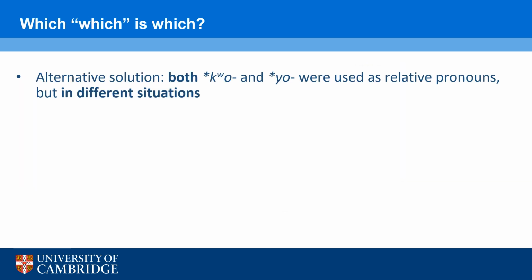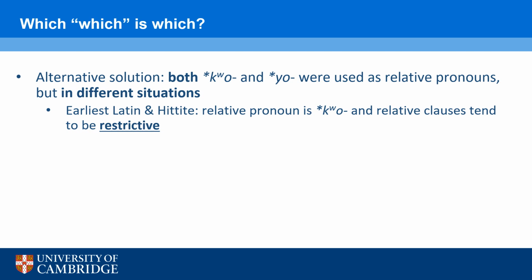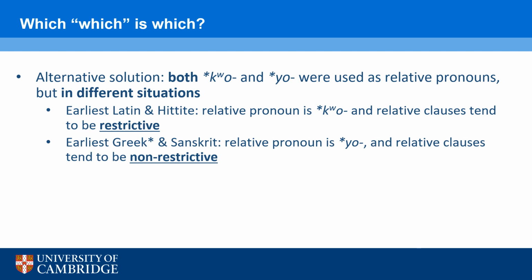Well, several authors have argued that in fact both ya and qua were used as relative pronouns in Proto-Indo-European, but in different situations, namely in restrictive versus non-restrictive clauses. This hypothesis is based on the observation that if we take Latin and Hittite, our best attested ancient qua languages, and look at their earliest texts, we see that relative clauses tend to be restrictive. On the other hand, if we look at the earliest texts of Sanskrit and Greek, our ya languages, the relative clauses tend to be non-restrictive.